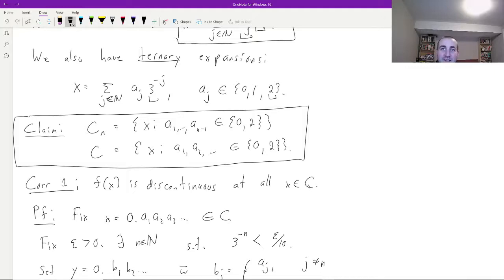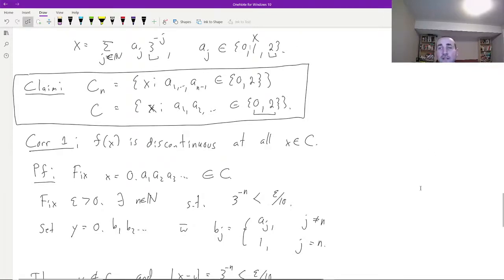Well, here's the claim. The Cantor set C is exactly the set of points x that have a ternary expansion where all of the coefficients, these aj's, are 0 or 2. So that is, there are no 1s in the ternary expansion of points in C. Okay, so that's something that you can check for yourself. It's almost immediate from the recursive definition of Cn.